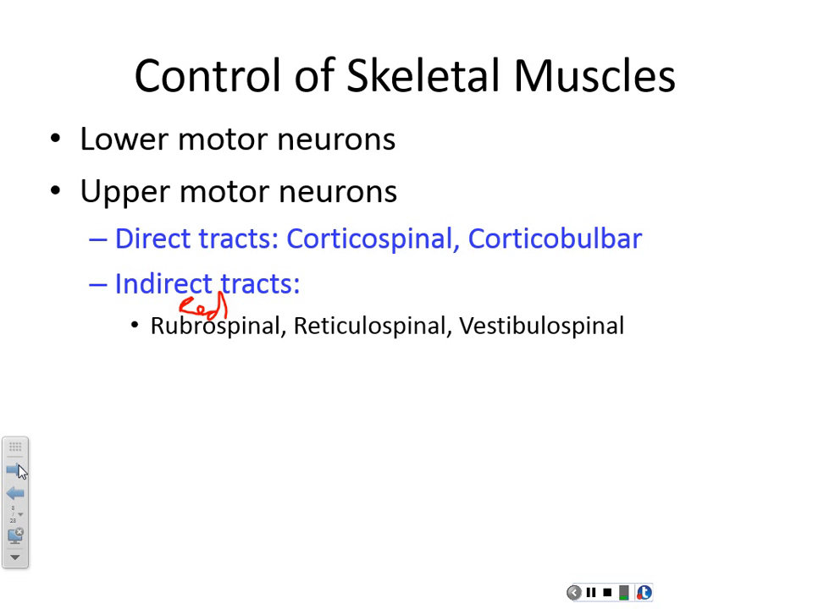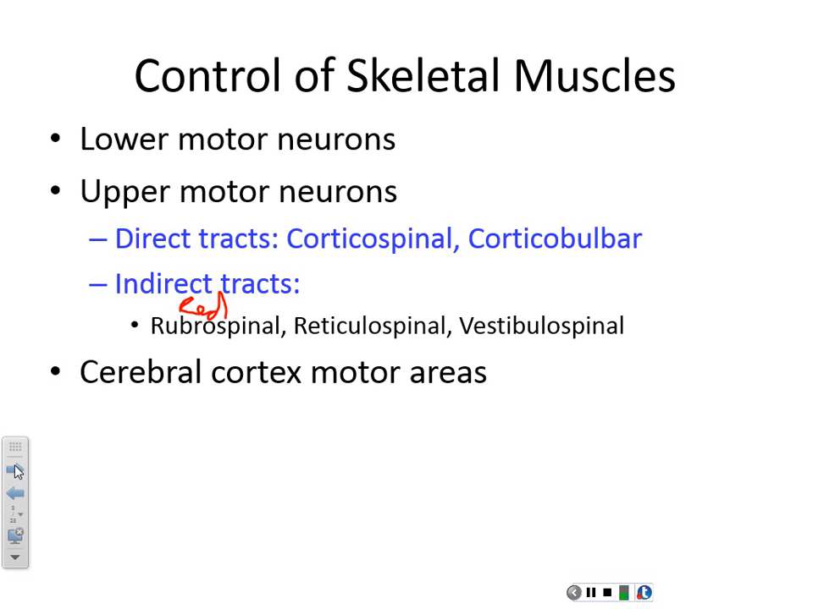Okay, so rubrospinals. I want you to know about lower and upper motor neurons. I want you to know the two ways by which the upper motor neurons are connected to the lower motor neurons, and then be able to give me an example of the indirect ones and the direct ones, which we'll talk about in a bit.